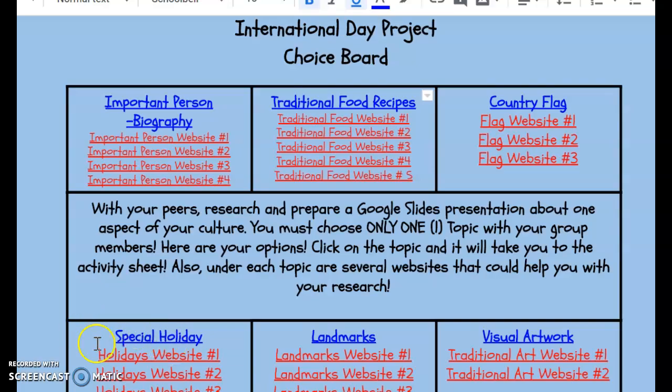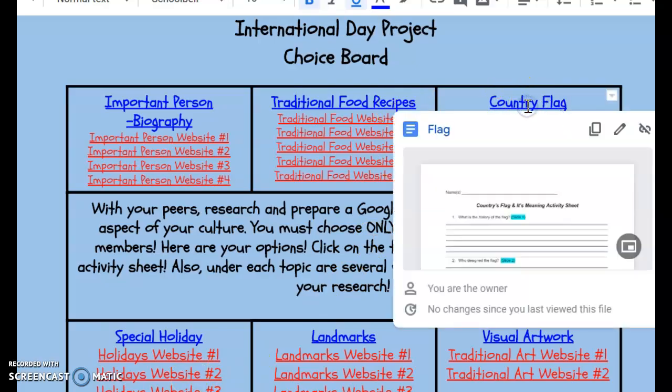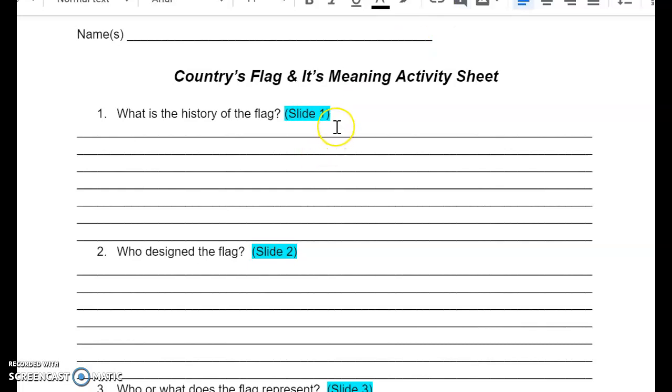This is the choice board, and again you will click on the title of the topic, country flag, copy this document, alright, country's flag and its meaning activity sheet. Again, each question has been divided into slides for extra help and support. Just in case you don't know how to organize your presentation, I have done that for you.